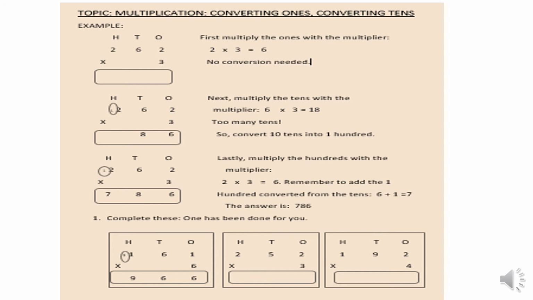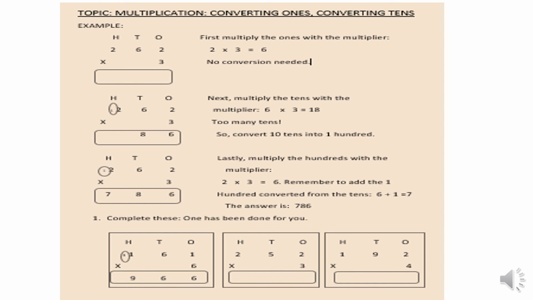You will write 6. In the next step, multiply the tens with the multiplier. Here the tens are 6, so 6 multiplied by 3 equals 18. So here there are too many tens, so convert 10 tens into 100. In the answer, 3 sixes are 18, so you will write 8 in tens, and you will convert 10 tens into 100 and carry the 1 to the hundreds.